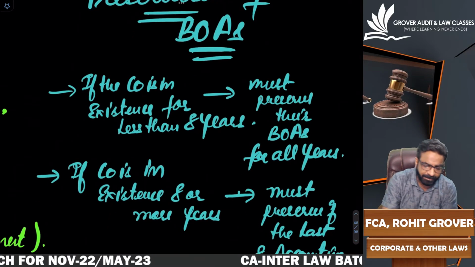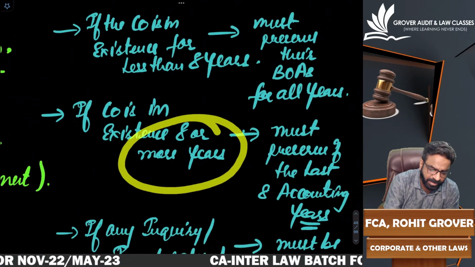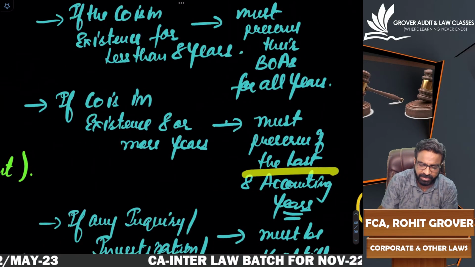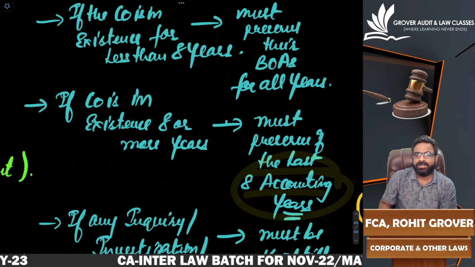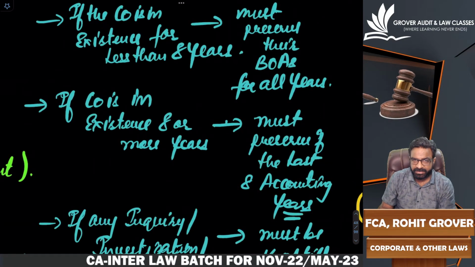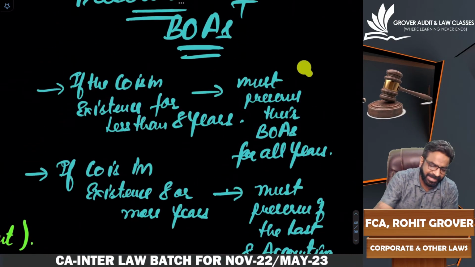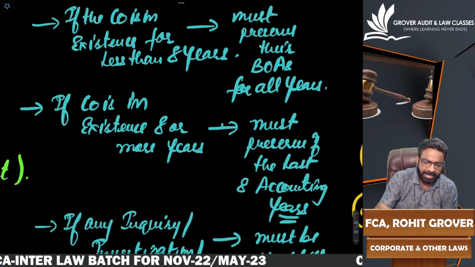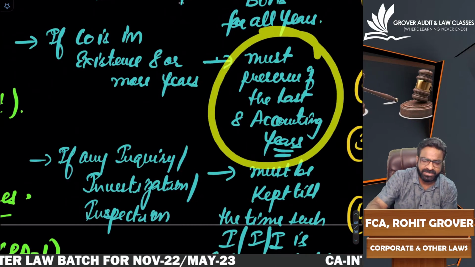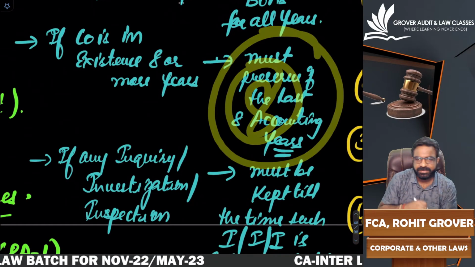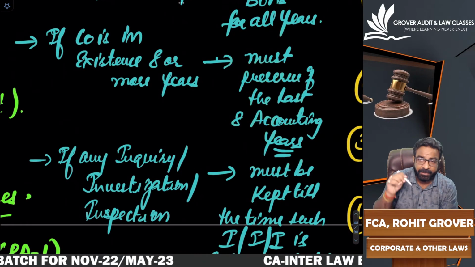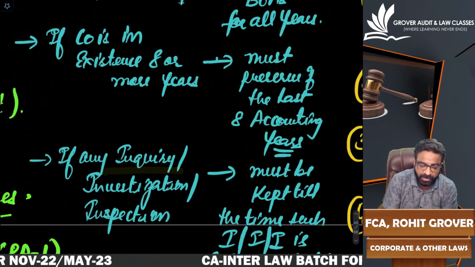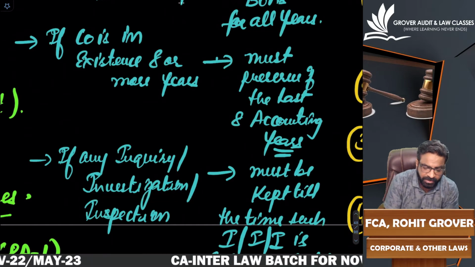But if my company is in existence for 8 or more years, then I have to preserve it for how many years? 8 accounting years. Did you get the point? If it is less than 8 years, I have to preserve for all. And if it is for 8 or more years, I have to preserve for how many years? 8 years.